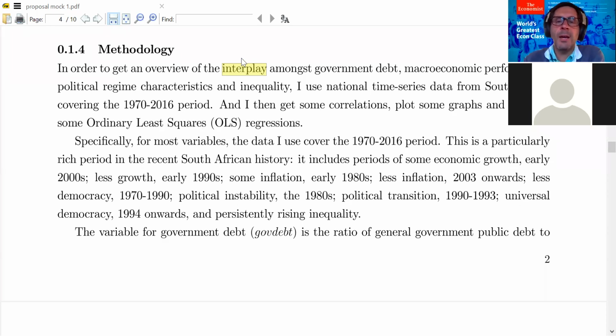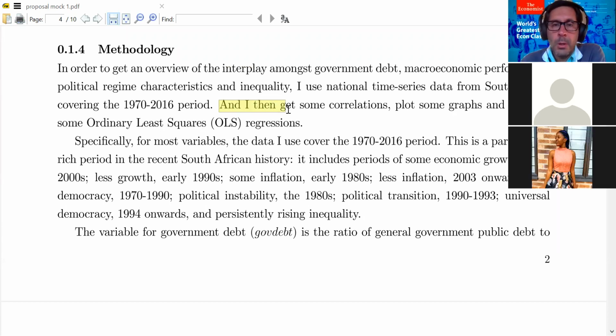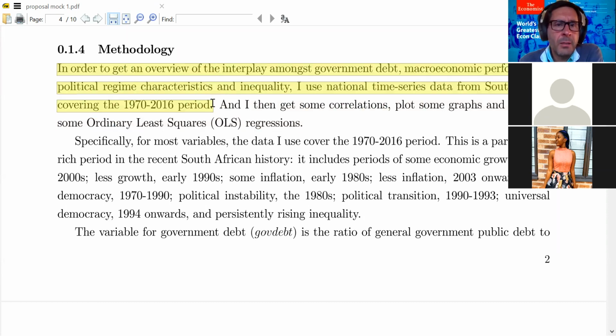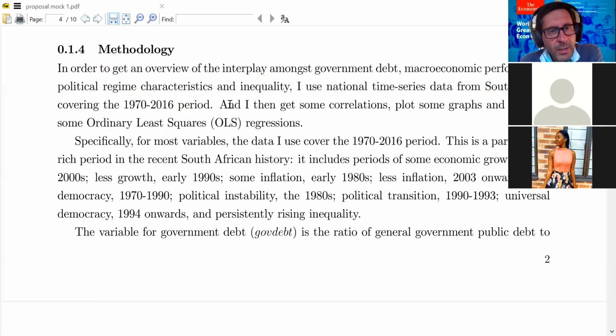And then I get some correlations, plot some graphs. You don't need that at this stage, okay? You don't need that sentence at this stage. So essentially here in this sentence, I'm telling the reader how I'm going to do this, but in very general terms. And as I said, you don't need this one at this stage. Okay.